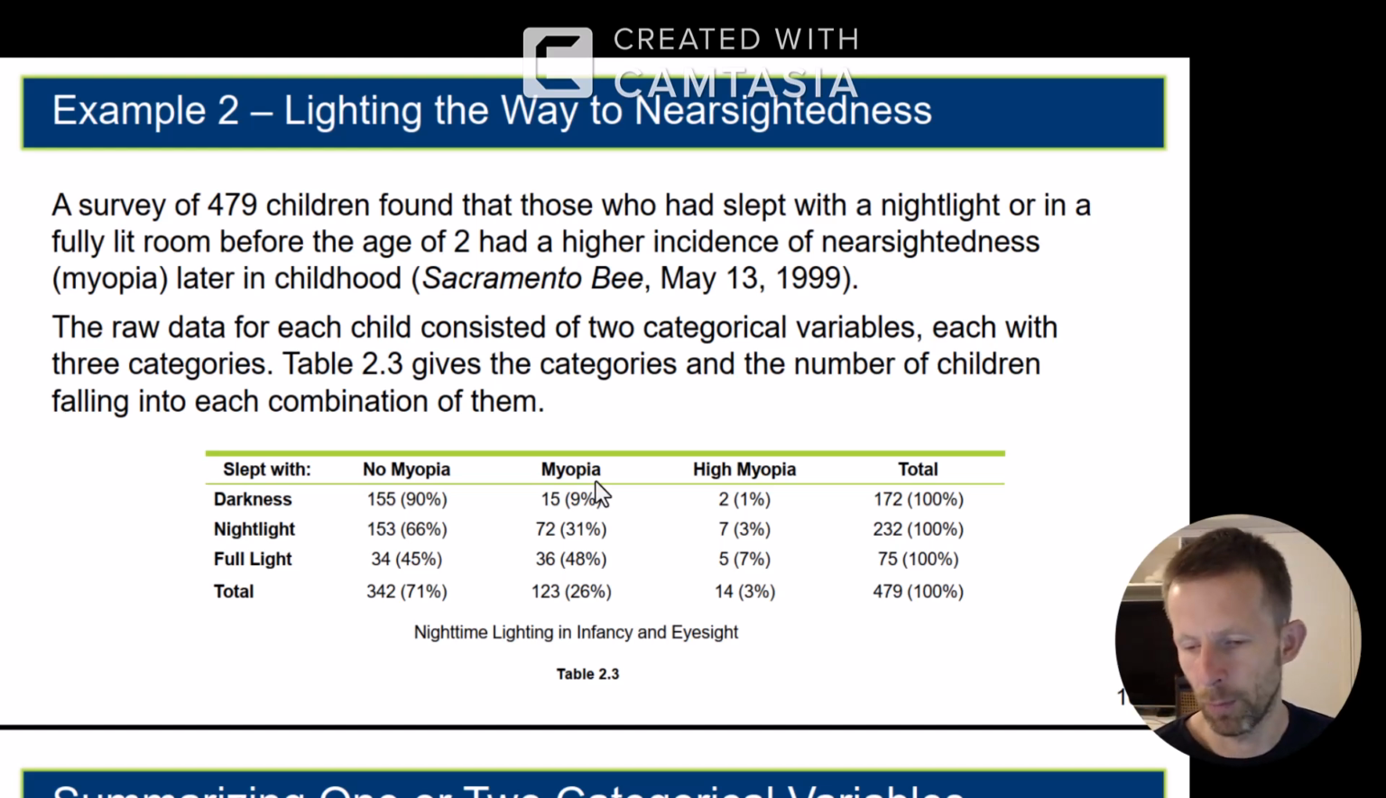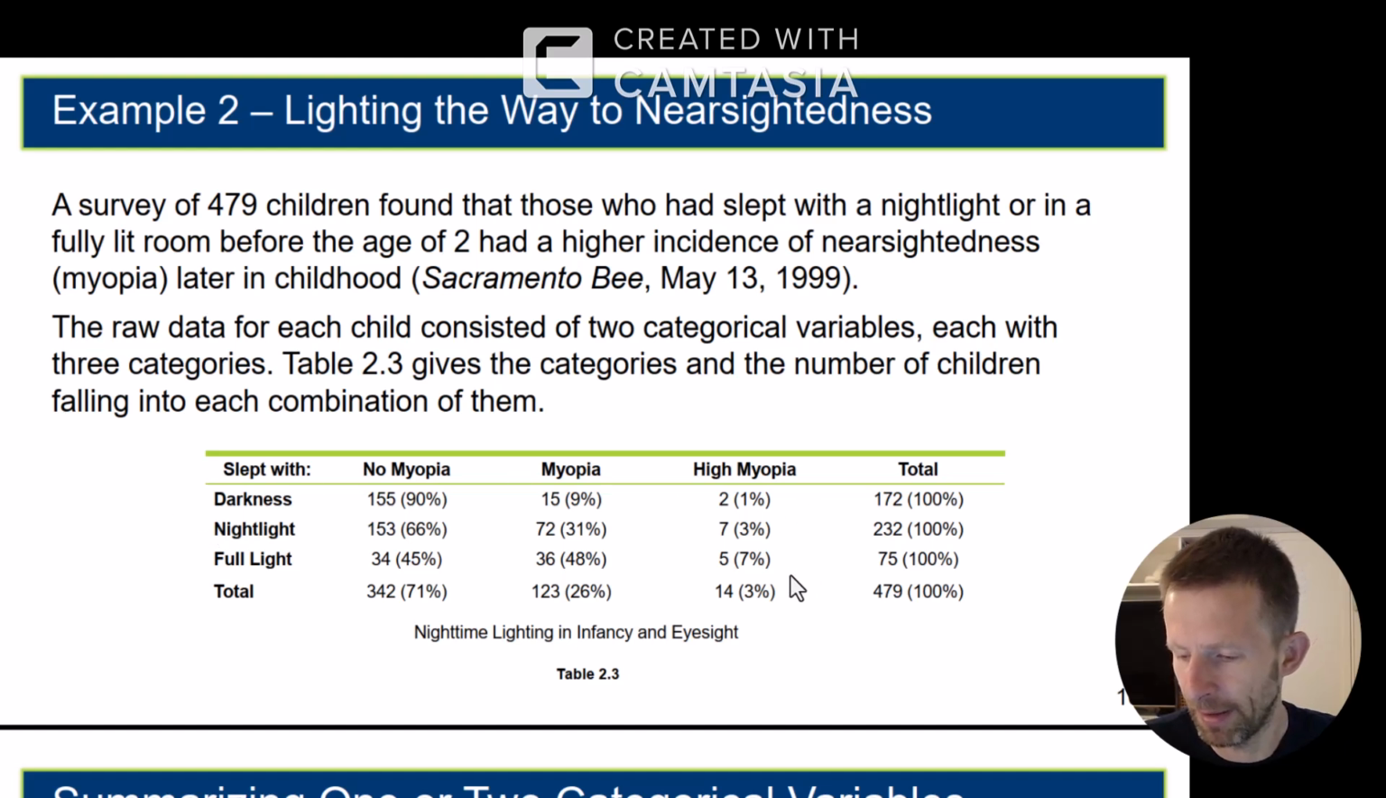Our second example, we have a survey of 479 children, and it looked at those who slept with a nightlight versus those who slept in a fully lit room before the age of 2, and looked at the incidence of nearsightedness. It's pretty wild to think about having a kid sleep in a fully lit room. So just kind of curious how that goes down.